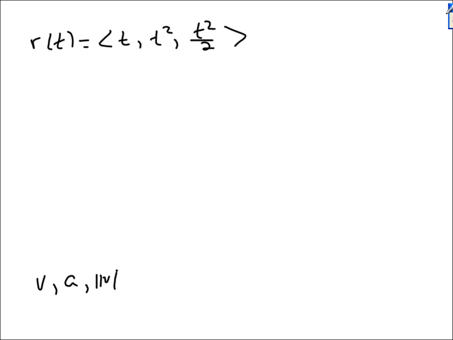Tangent vectors, normal vectors, and curvature in space, in 3 dimensions. Suppose you're given the position vector in space. It's r(t) = t i + t squared j + t squared over 2 k. They ask you to find v, a, and the length of v.